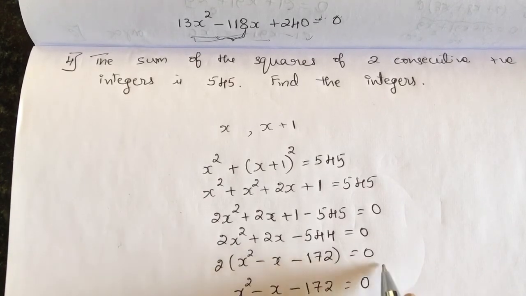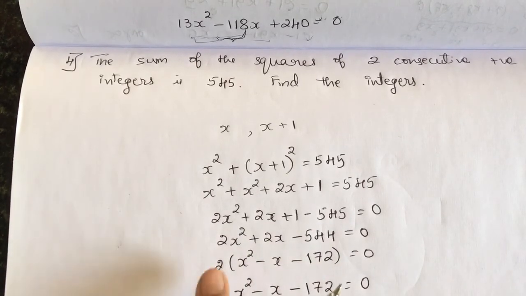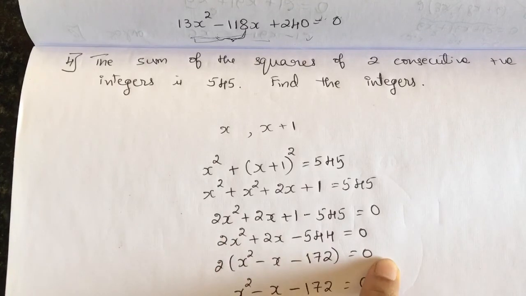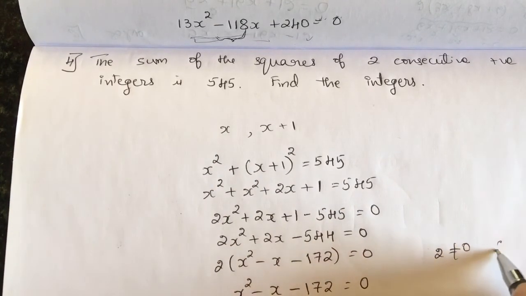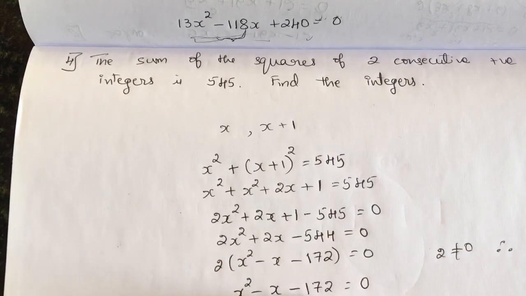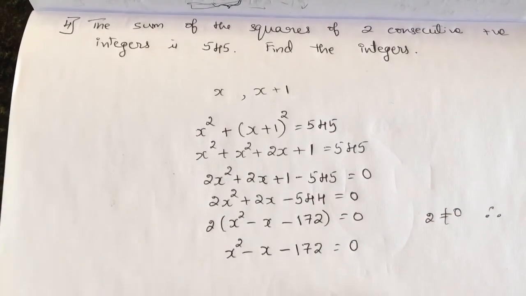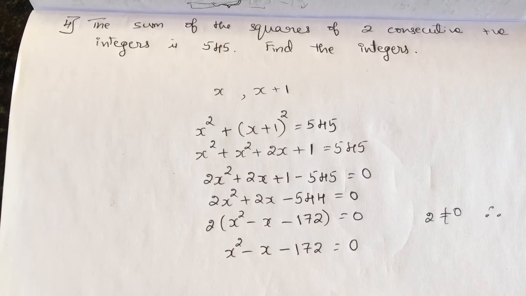When 2 comes to this side, it's becoming 0. Or you can take this, 2 cannot be equal to 0. Therefore, I can write x square plus x minus 172 equal to 0. Now solve this.